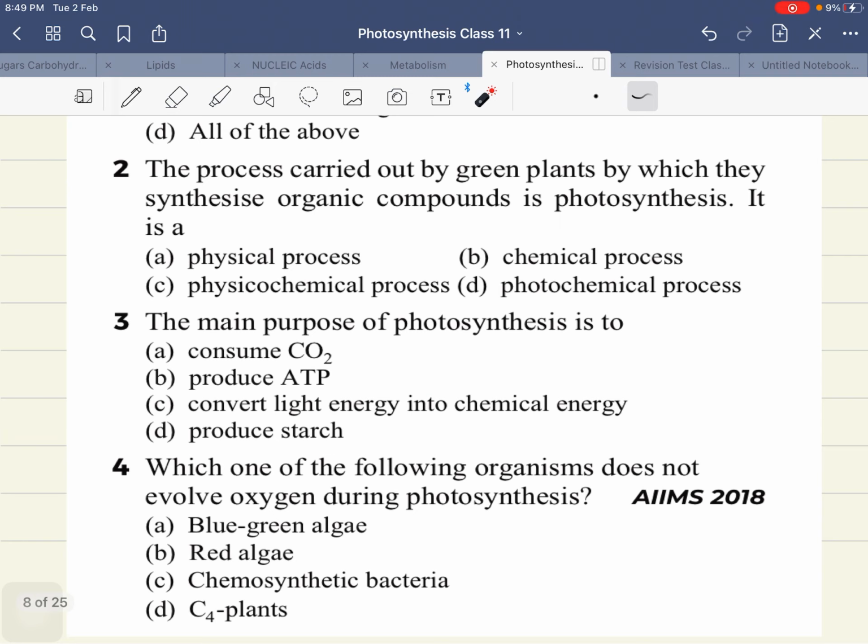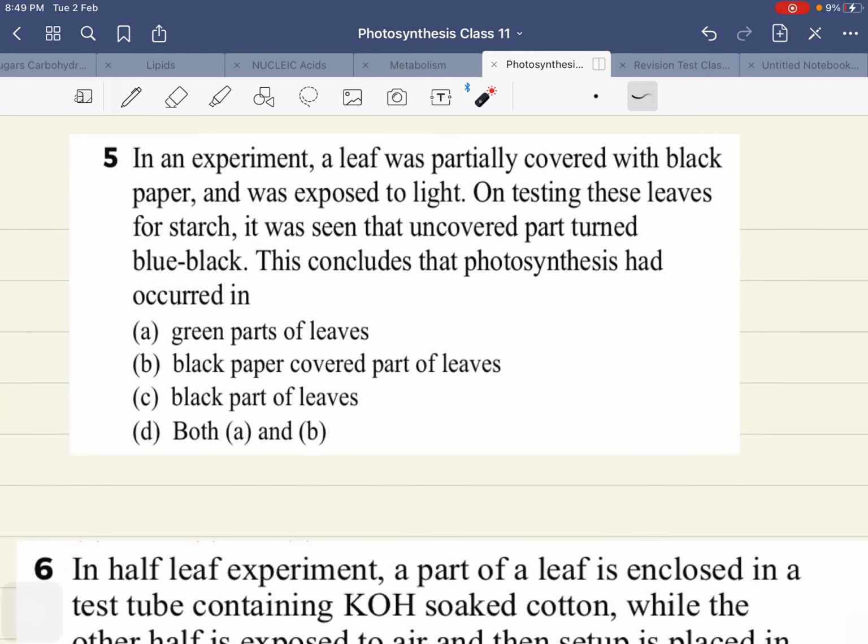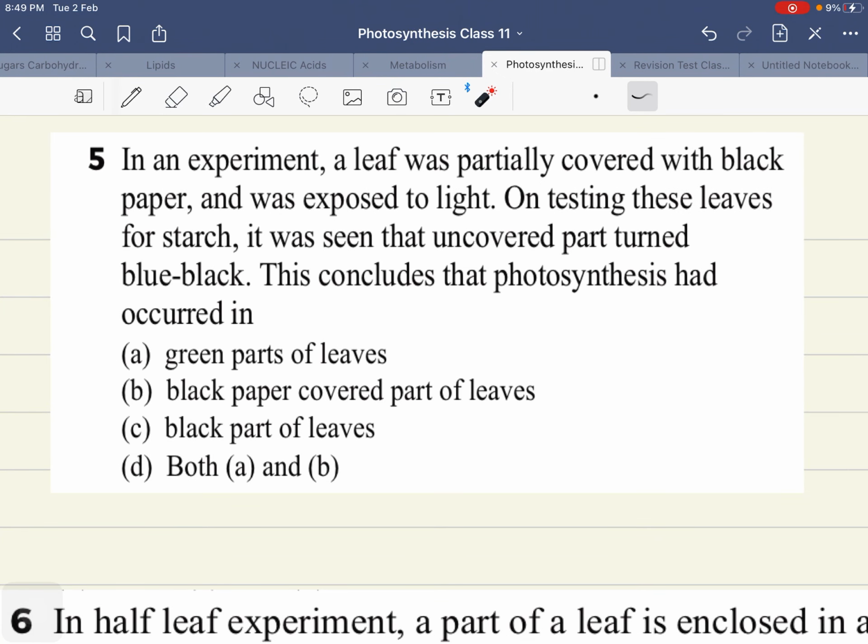Which one of the following organisms does not evolve oxygen during photosynthesis? Which one does not release oxygen, children? Which one of these does not release oxygen? In an experiment, a leaf was covered with black paper and was exposed to light. On testing these leaves for starch, it was seen that the uncovered part turned blue-black. What do you conclude from it? This is only our 10th experiment, but you can easily answer it.